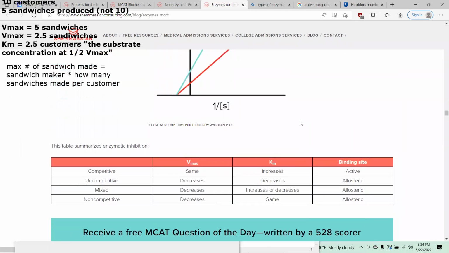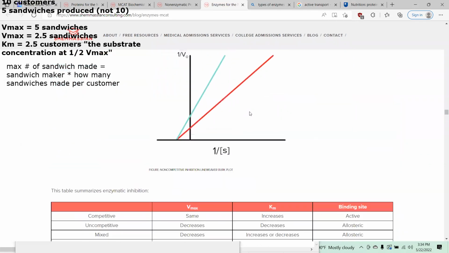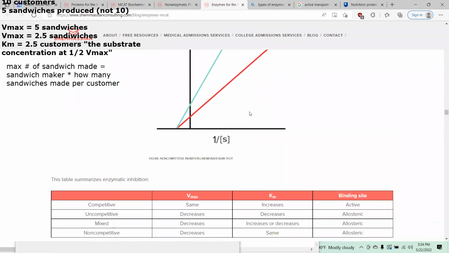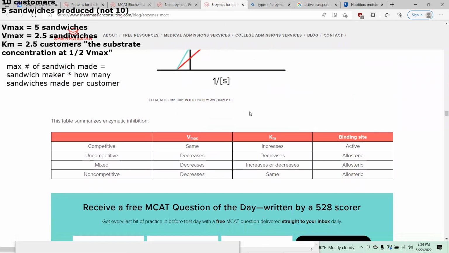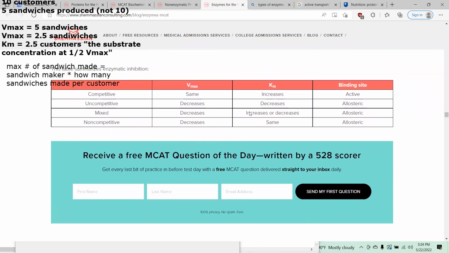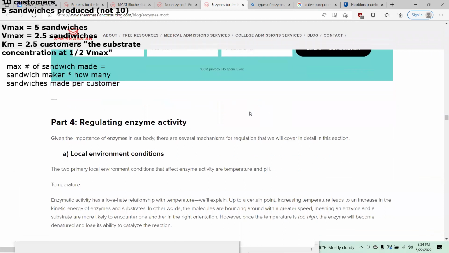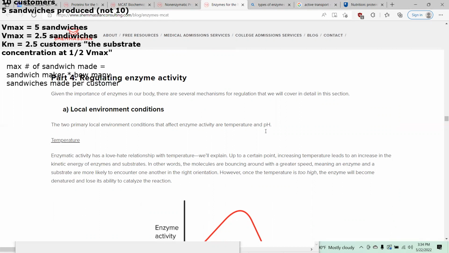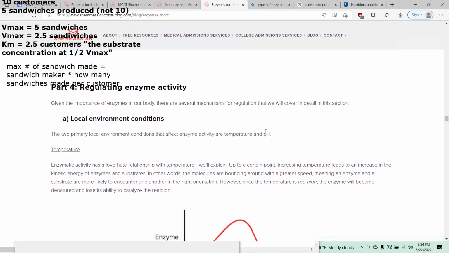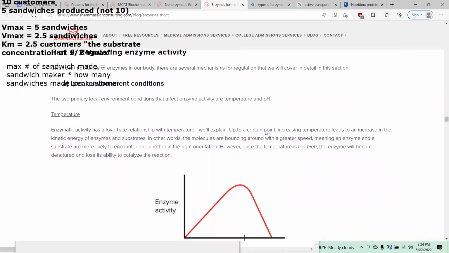Yeah, so this is a really big topic. This is a really, really heavily tested topic. Enzymes are super important. I hope that makes some sense. Any questions if it doesn't make any sense? Okay, good. Then we're going to, I think this is almost at the end, regulating enzyme activity.